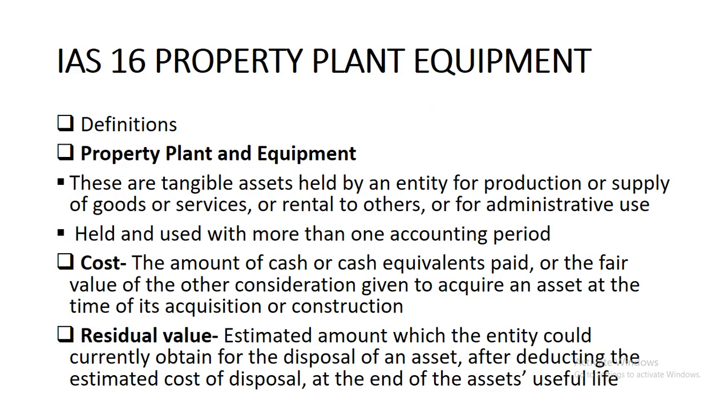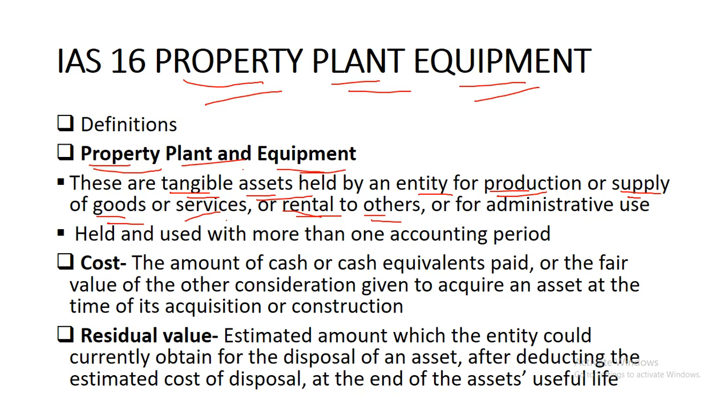So now let's also look at what we call IAS 16, property, plant and equipment. There are just a few definitions that you need to know. What is property, plant and equipment? These are tangible assets held by an entity for the production or supply of goods or services, rental to others, and for administrative purposes. So all tangible assets that are used in production, for instance, a machine that's used to produce biscuits, that's property, plant and equipment.